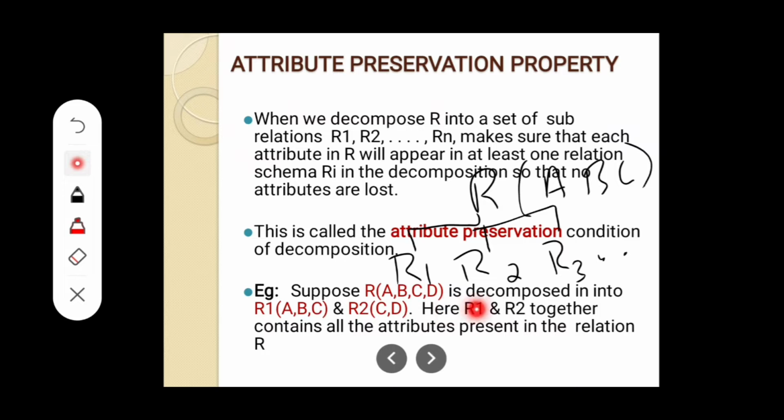Clear? So here R1 and R2 together contain all the attributes present in the relation R. Clear? So this is called attribute preservation property. It is very simple.